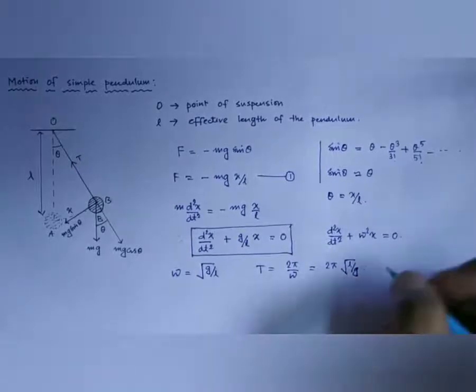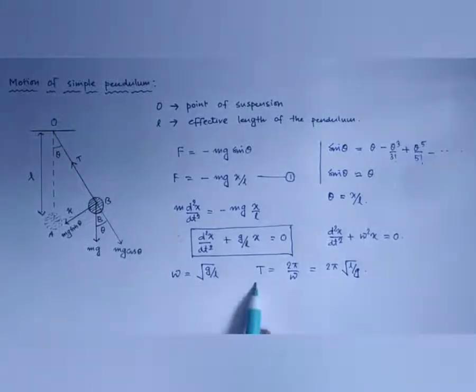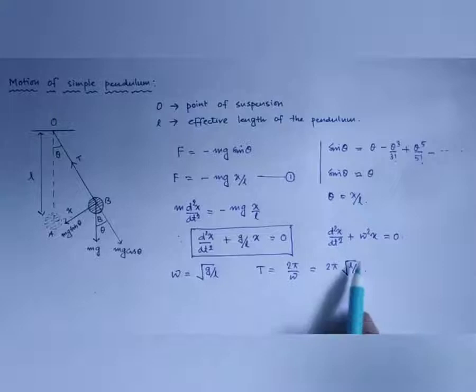So you can say that the motion of a bob of a simple pendulum is simple harmonic in nature, and its time period T is 2 pi root over L by g, where L is the effective length of the pendulum and g is the acceleration due to gravity.